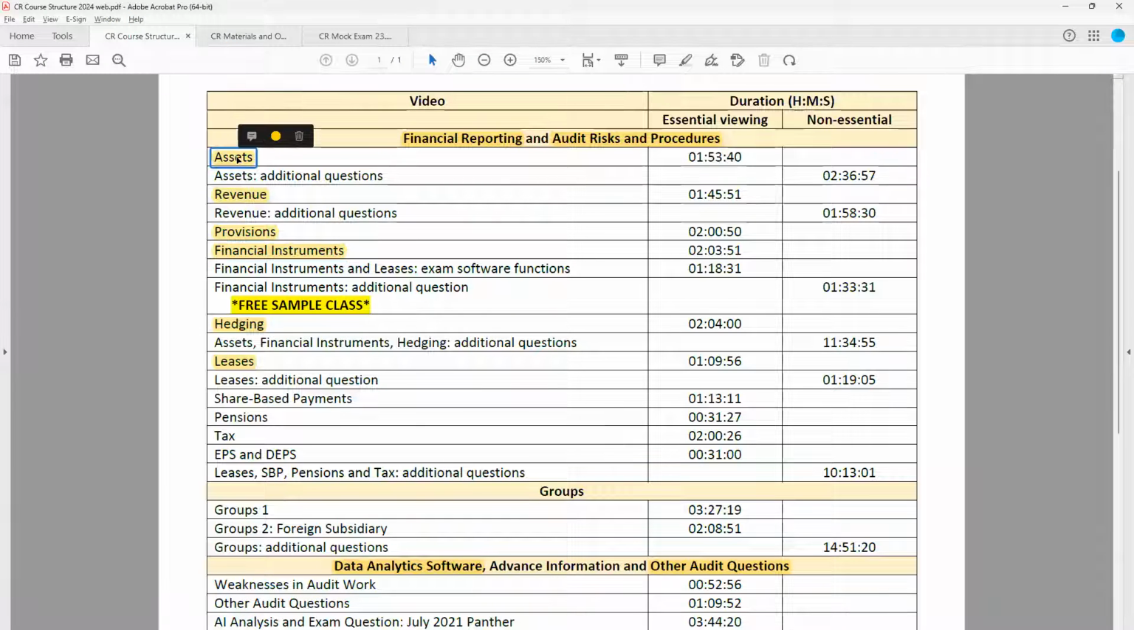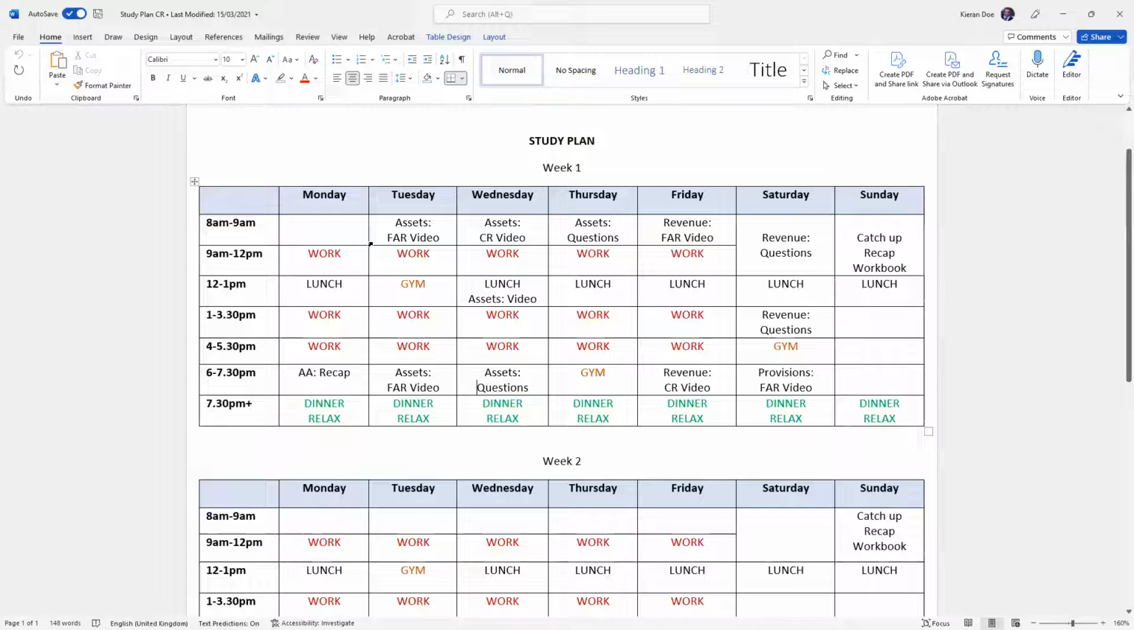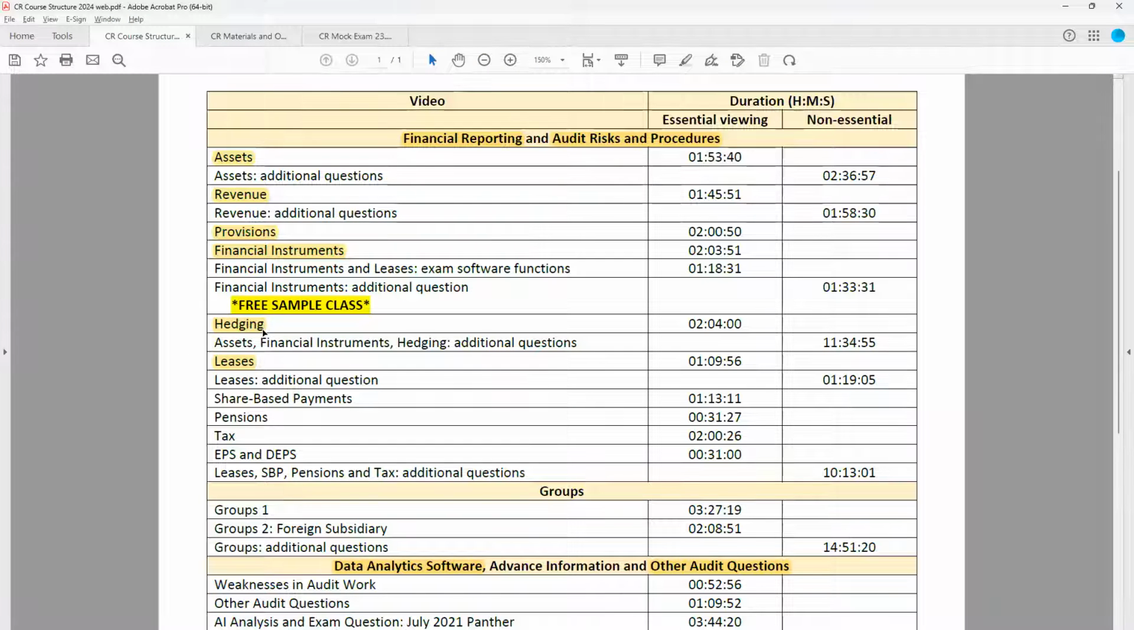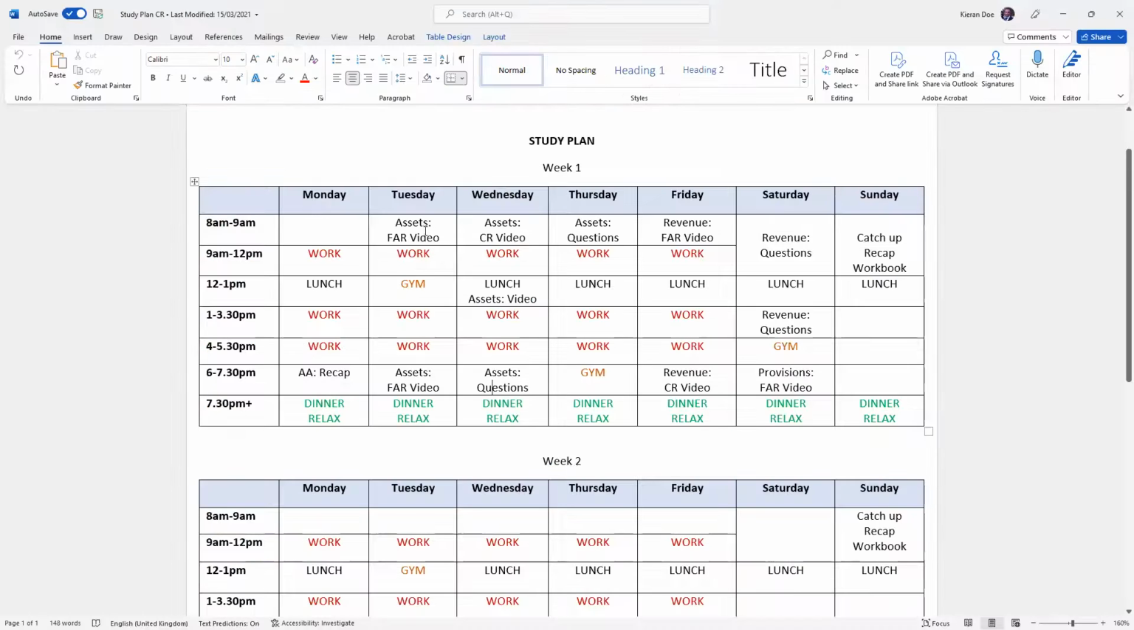Whereas the topics where there's a lot of brought forward content from FAR, you might want to allocate those to smaller slots, because you'll just be revising quite a lot of FAR content there. So you could, for example, watch an FAR video before work or on your way to work, and then the following lunchtime, practice some questions. For example, perhaps in the evening, practice some questions. So you can see if you're breaking it down into smaller topics, you can then make use of these smaller little study slots that you have available.